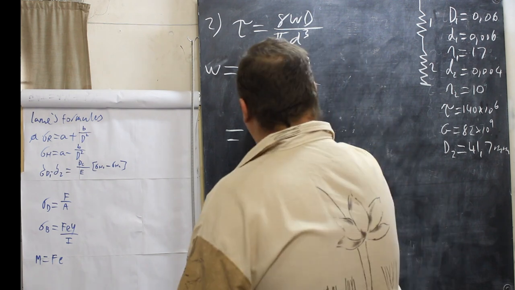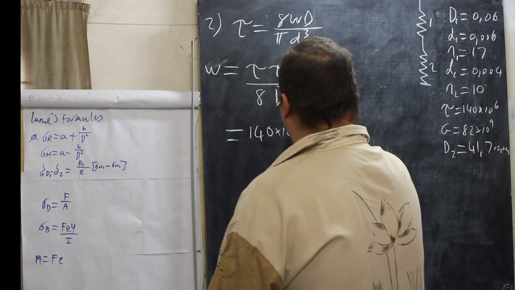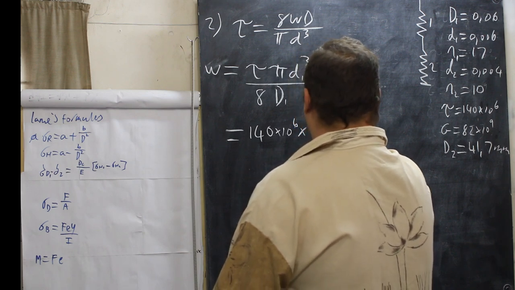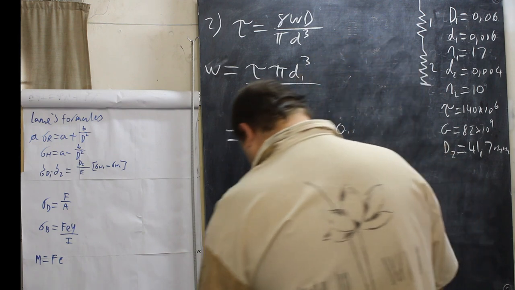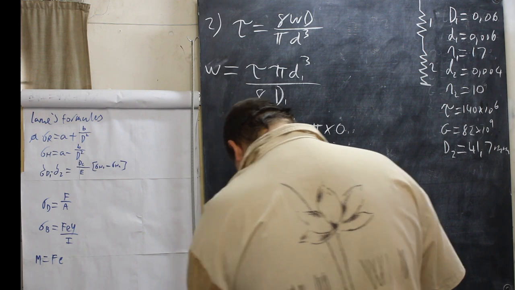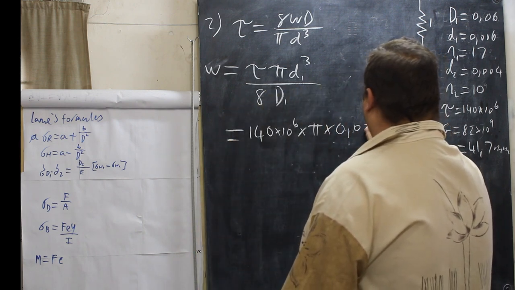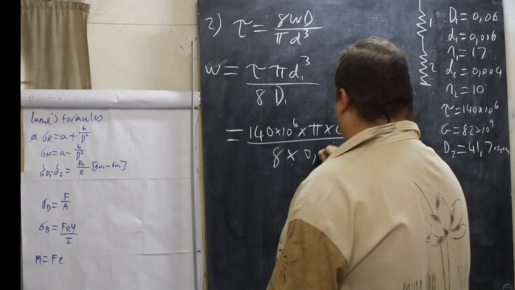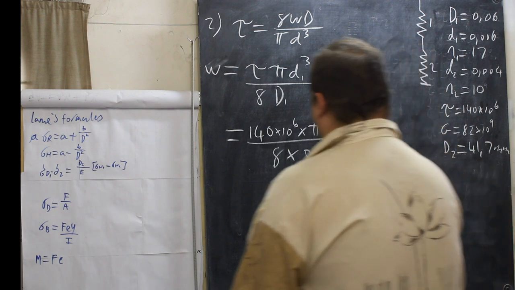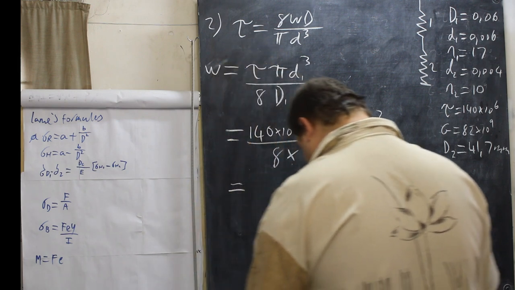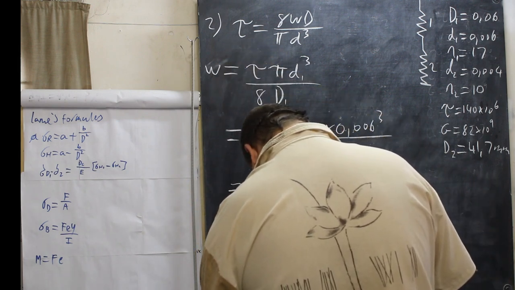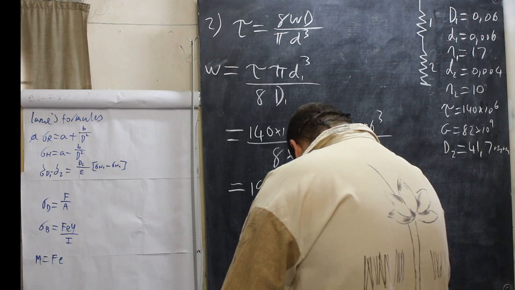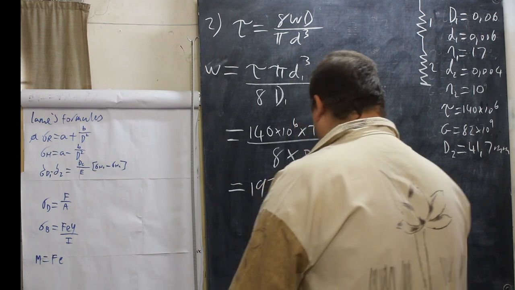So, 140 times 10 to the 6 times pi times 0.006 cubed all over 8 times 0.06. And the weight of this is 197.92 newtons.